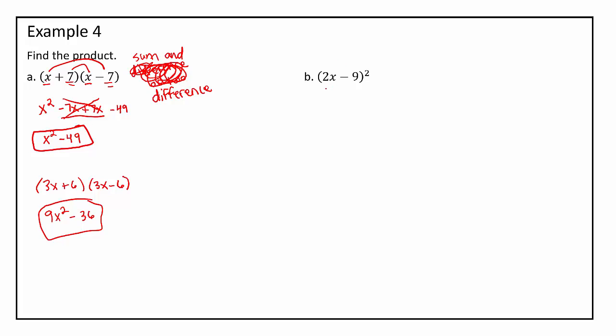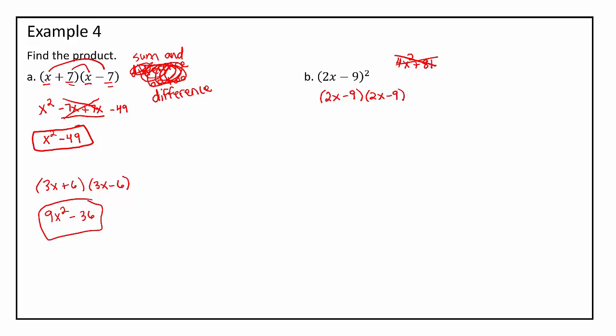Same kind of thing is going to happen on B here. If we don't know what the pattern is, then what we have to do is remember that 2x minus 9 squared is saying 2x minus 9 times 2x minus 9. A lot of people will just try to square both of these and say that it's 4x plus 81, or they might actually mess up more than that and say that it's 4x squared minus 81. And that's really close to the right answer, but it's not the right answer.